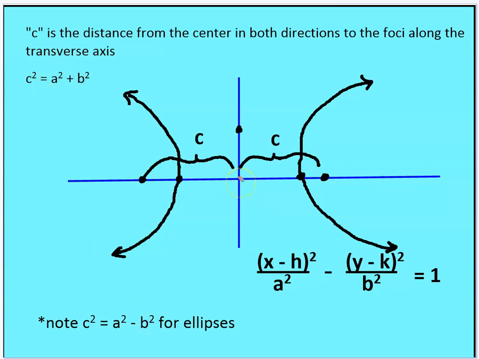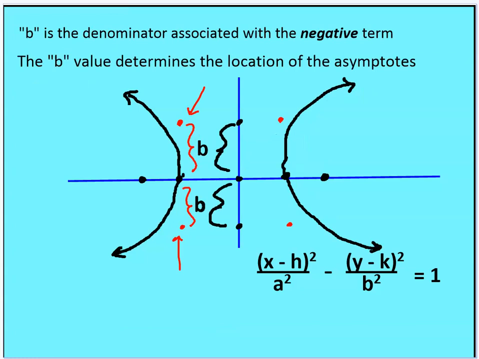The c value is the distance still from the center along the transverse axis to the foci. Right, b is the denominator associated with a negative term, and the b value is going to help us determine the location of the asymptotes. So we can mark the b value along what would be that line that separates the two branches and is the vertical line that runs right through the center. And we can set that up. If we want, we can march out b units from the vertex in a vertical dimension. So b units up and b units down. And then from this vertex, b units up and b units down.